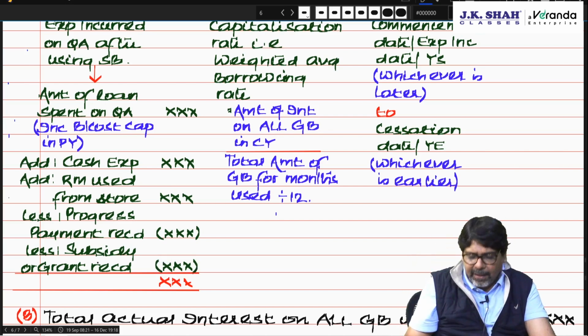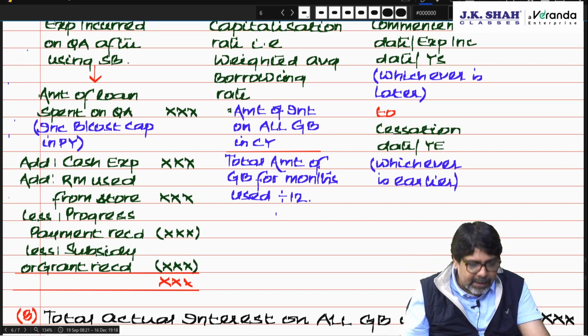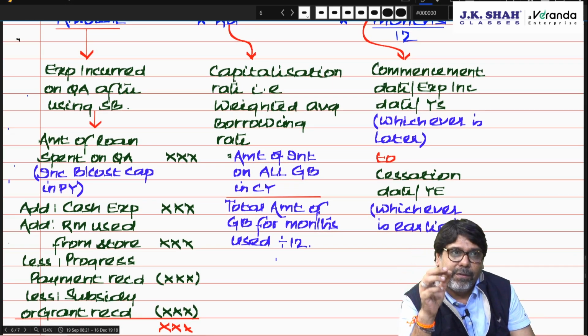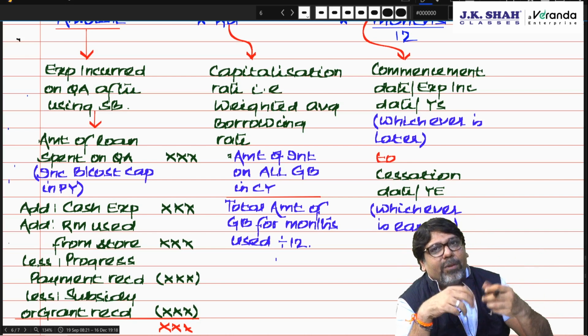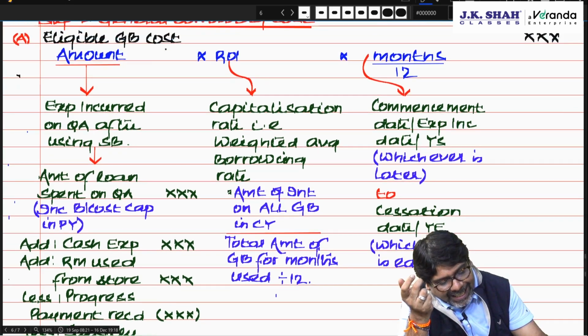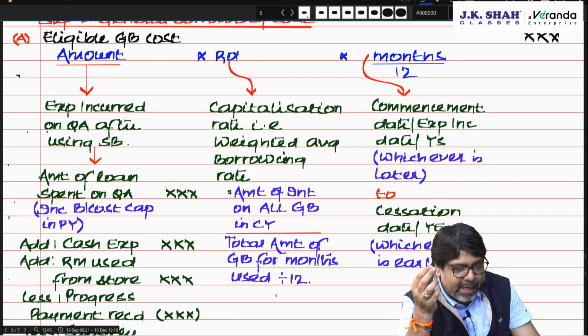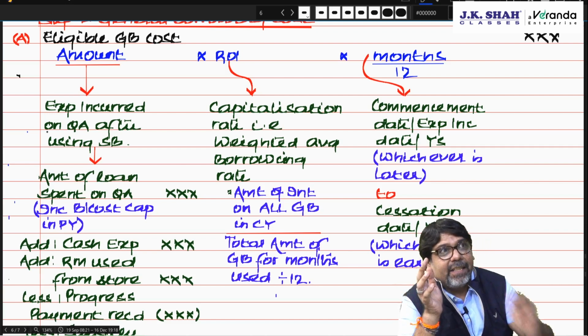Capitalization. Since there are a number of loans, you might have 3, 4. General borrowings can be more than one also. So the rate should be the capitalization rate. That capitalization rate is nothing but the weighted average rate of all the borrowings.